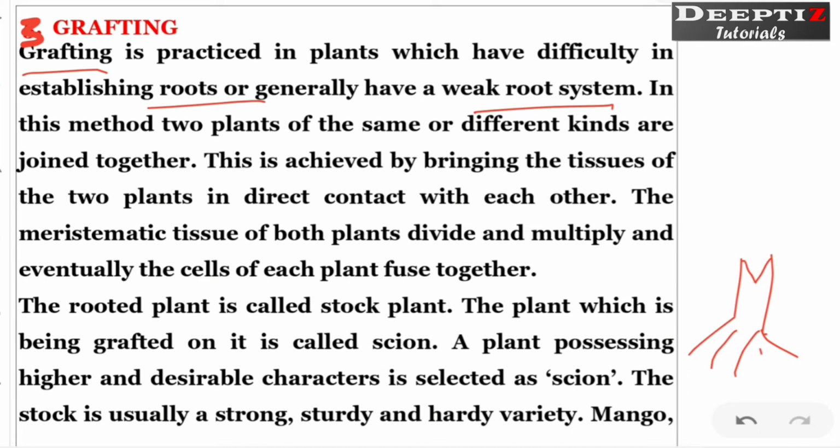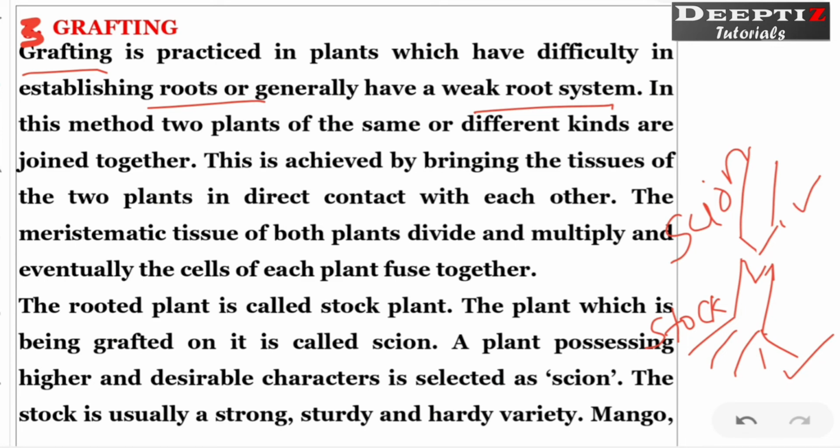This plant with root we call the stock. Now the plant with the desired character I am bringing here, which has this shape so that easily I can fix it into this one, right? Easily it can be fixed into this one. So this is what we call the scion. The stock is the plant part with root. The scion is the part which we are going to attach to the stock.